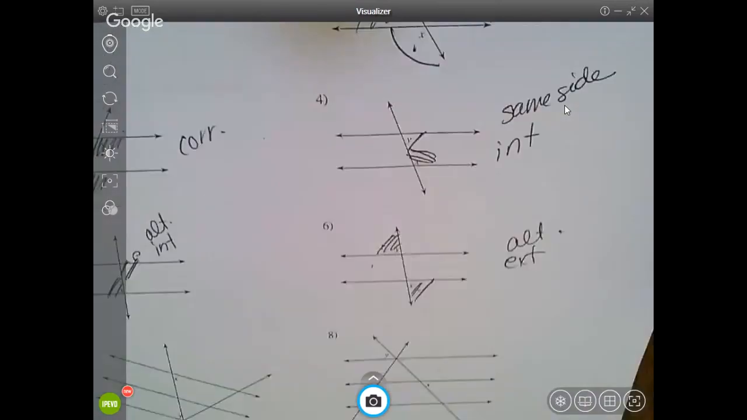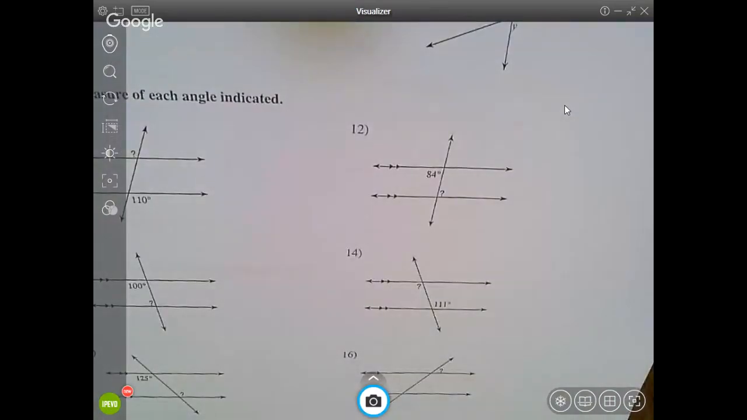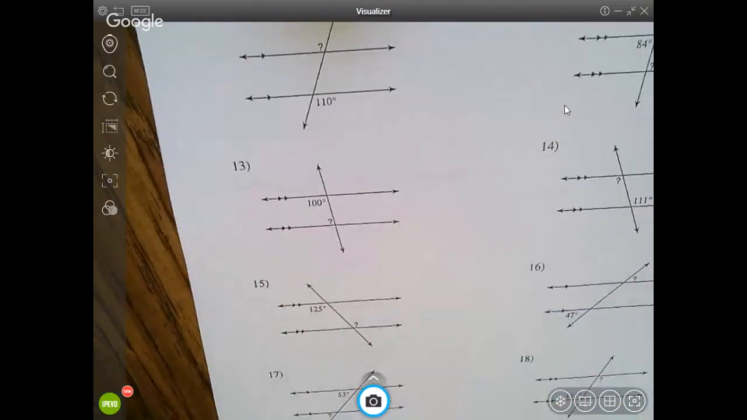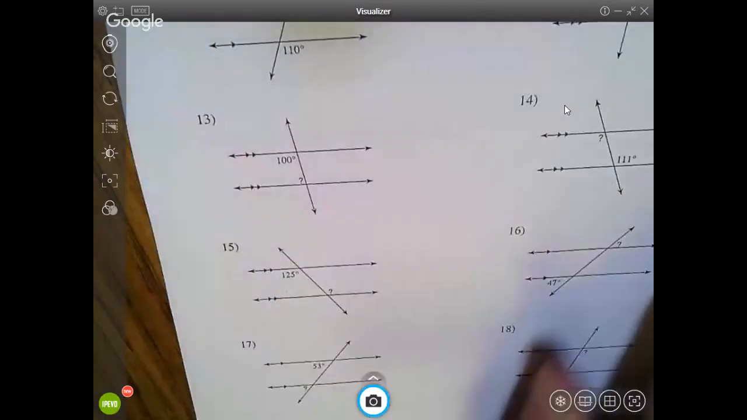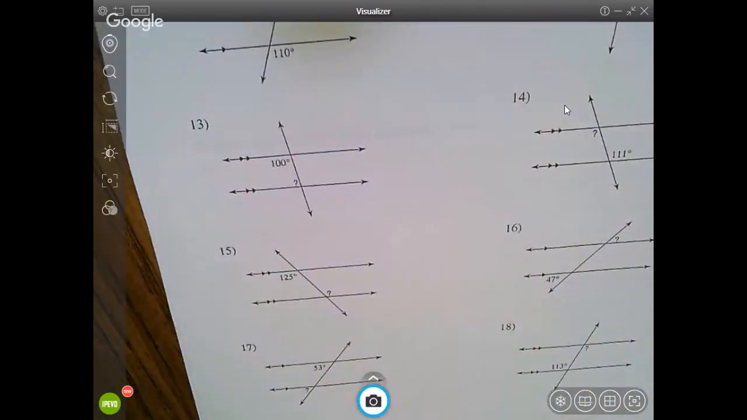So far, so good? All right, so here, if we have to find the angle. What's that on the same side? What's that called? Same side. Same side interior, same side exterior. But if one's interior and one's exterior, then it would be corresponding. Corresponding is the only one that has one inside and one outside. Supplementary is 180. So here, in this case, we have to measure what the angles are.